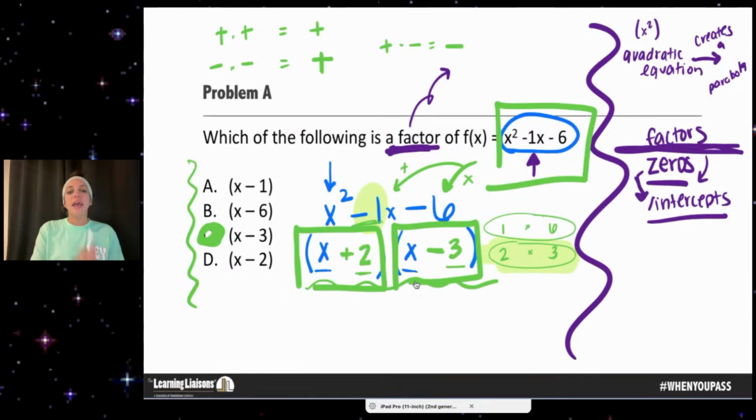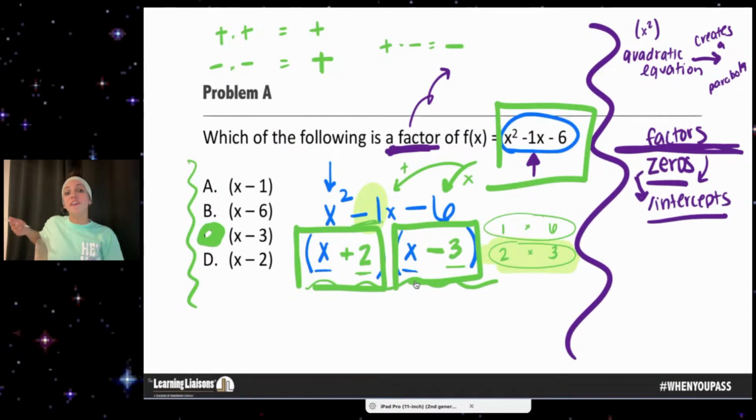Now, if it said which of the following is an x-intercept, or which of the following is a 0, then I would have to take it one step further. And that's the next problem we're going to solve. But I don't have to do that because they asked me for a factor, which are the things that multiply to give me a bigger thing. Did the factoring process make sense?